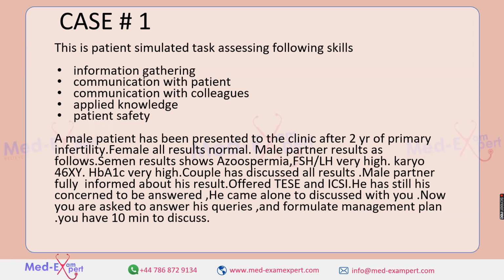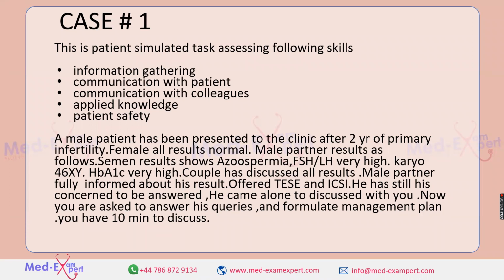Yes, doctor. And one more thing, Smith, is that your hemoglobin A1C is very high. Do you know what it is? No, I don't know, doctor. This means that you are having diabetes. No, diabetes? But how can I have it?